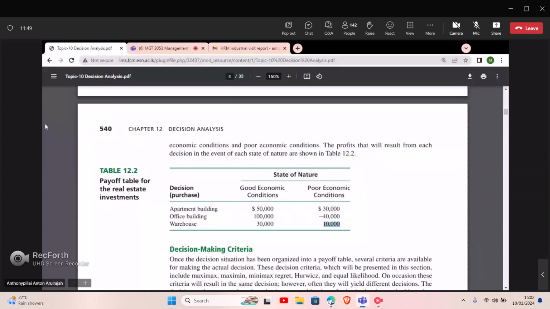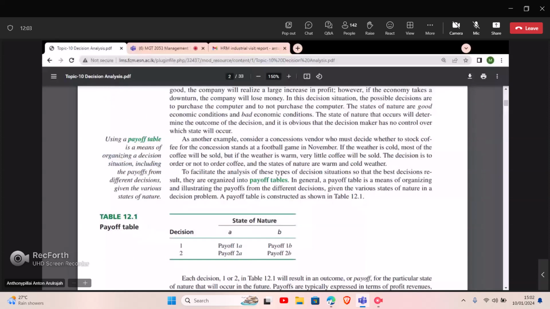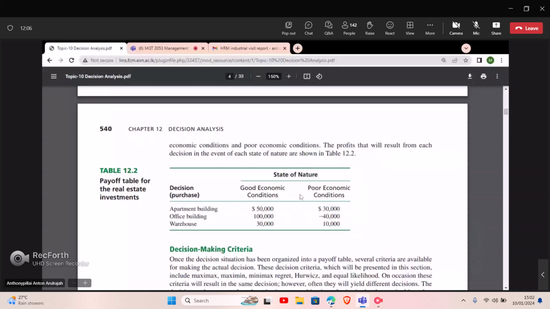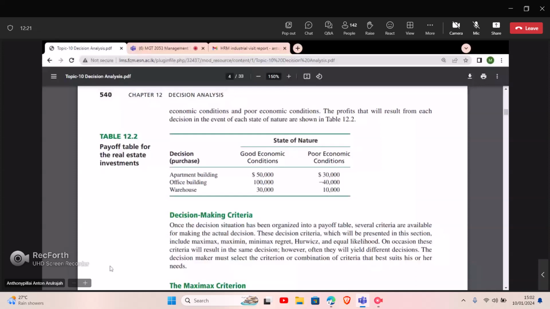The state of nature means the actual event that will occur in the future. In the future, these things may happen: maybe good economic conditions, maybe bad economic conditions, without probability. These three situations are there: purchasing the apartment building, the office building, and the warehouse. So now the monetary values are also evaluated.